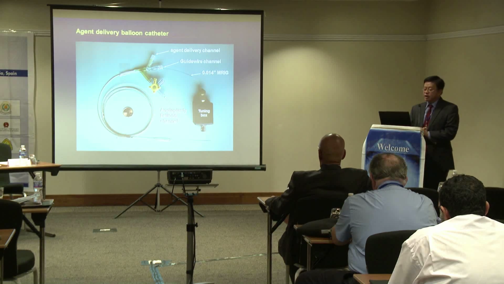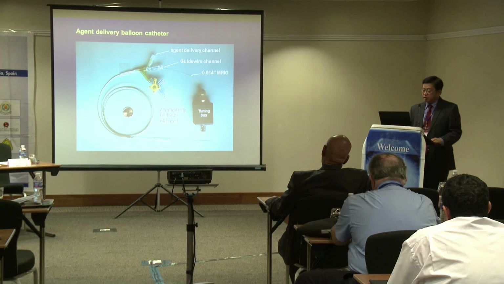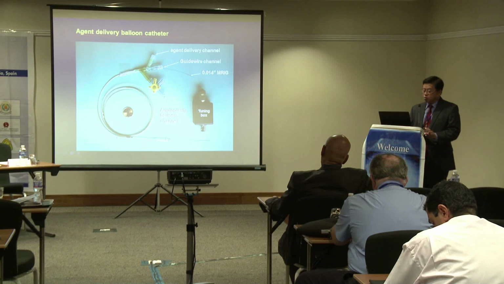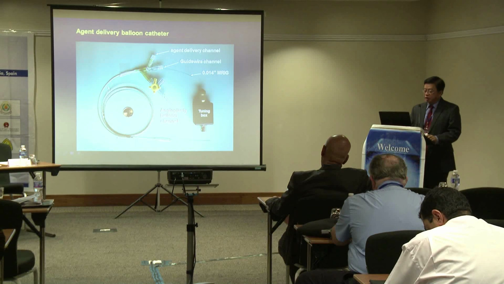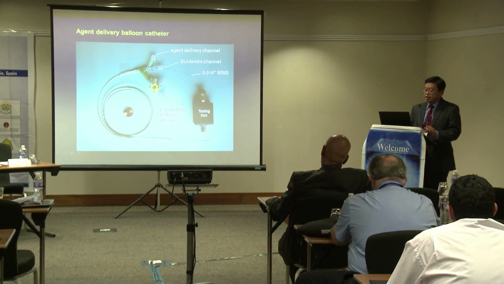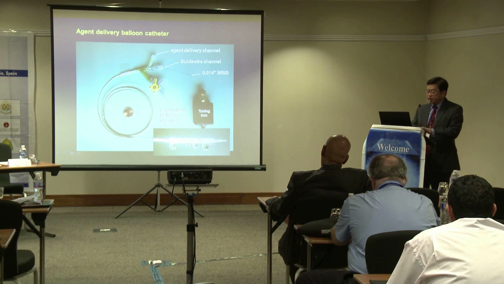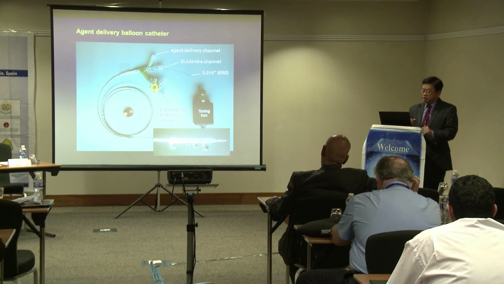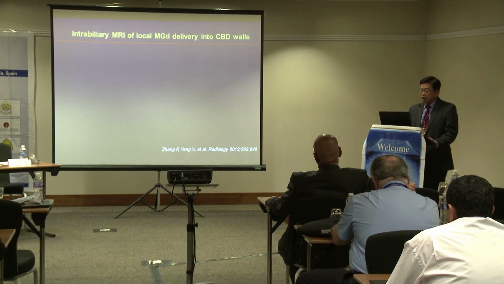This is a special agent delivery balloon catheter, which has 3 channels. One is the balloon channel. We can inflate the balloon against the luminal wall. And from the guide wire channel, we can place our intraluminal MR coil to get imaging simultaneously. Through the third channel, we can deliver the agent, the genes or therapeutics, into the balloon, which connects to many micropores of the balloon. So once we use very high pressure to inject, we can push the therapeutics into the vessel wall.